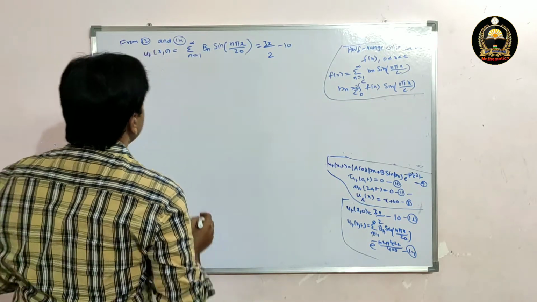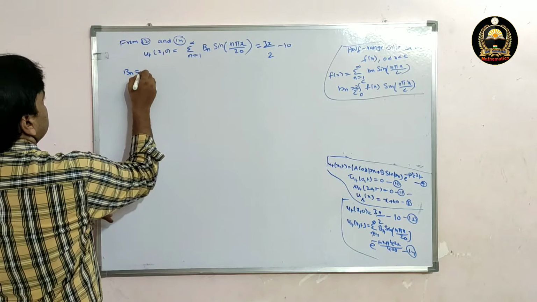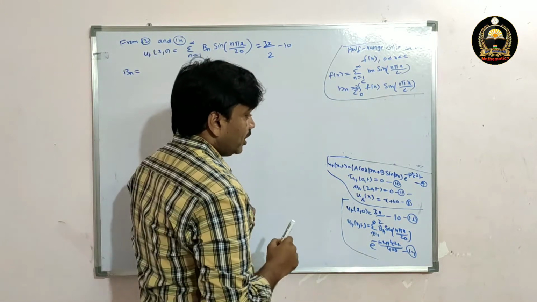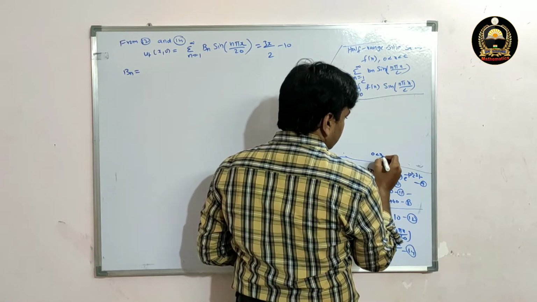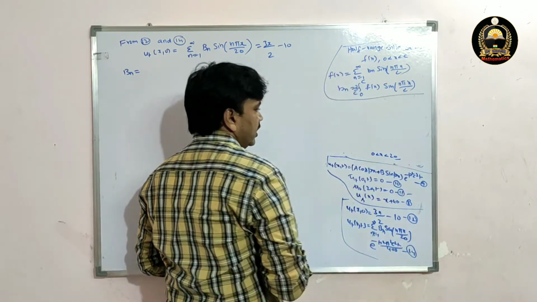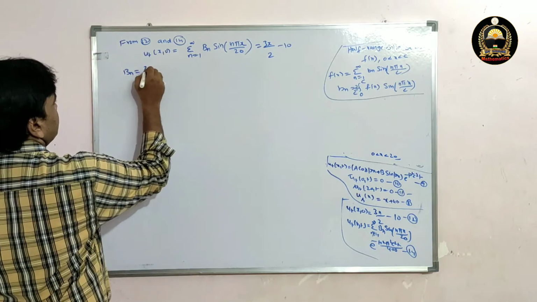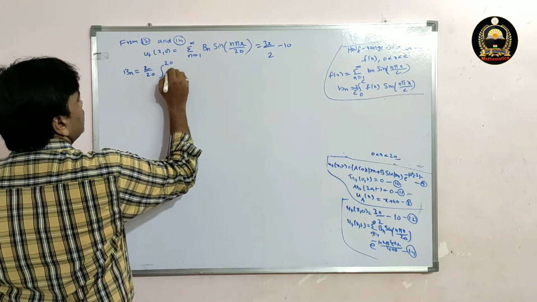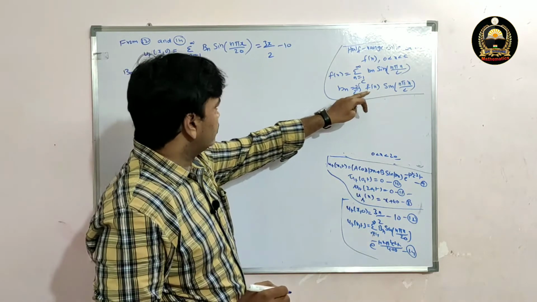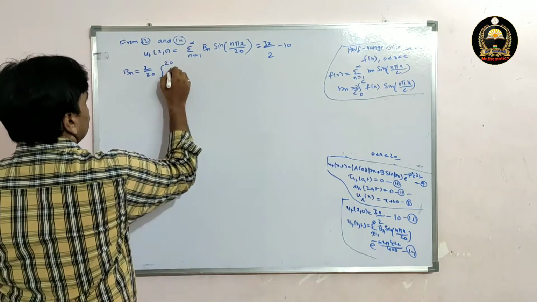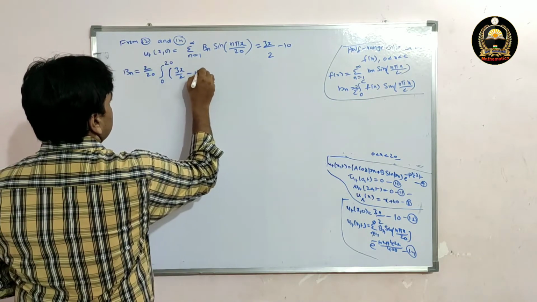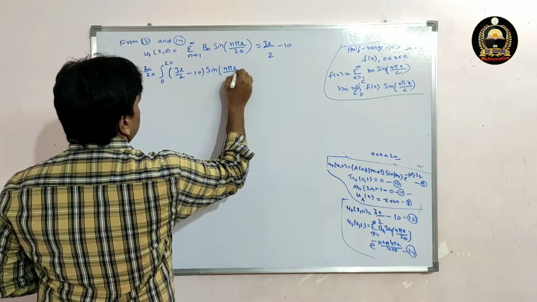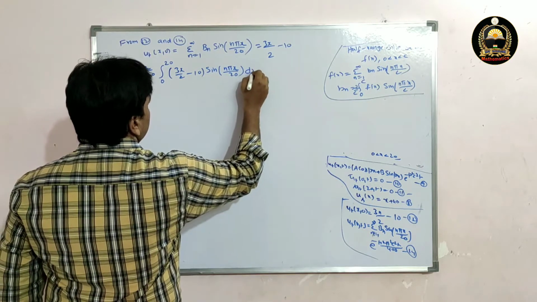So bn is equal to 2 by c. What is the bar length? 0 less than x less than 20. So c is 20. So 2 by 20 integral 0 to 20 f of x, what is f of x? 3x by 2 minus 10, into sin n pi x by 20 into dx.